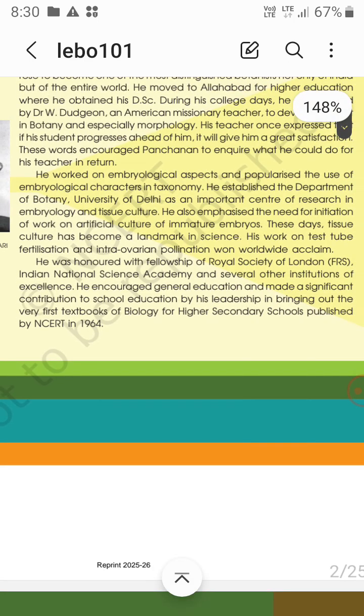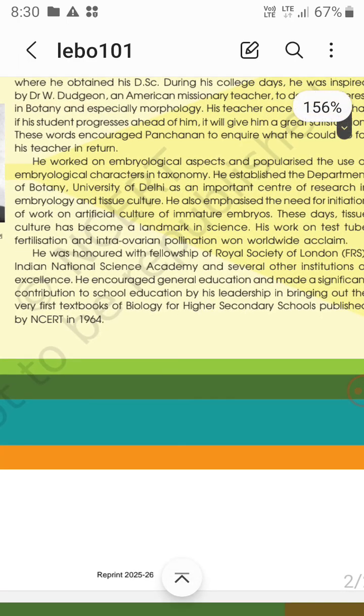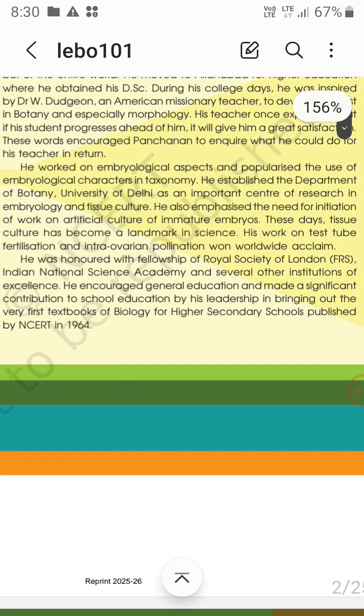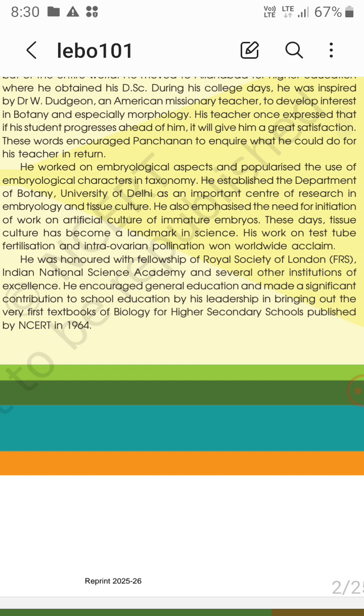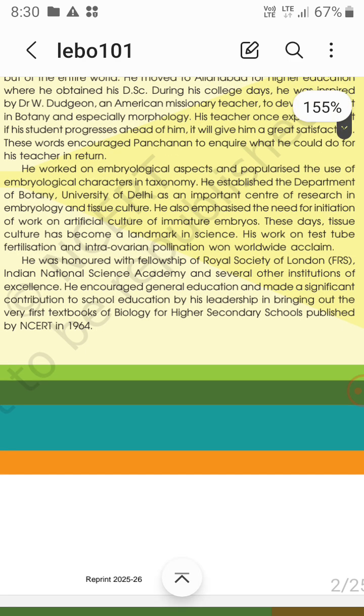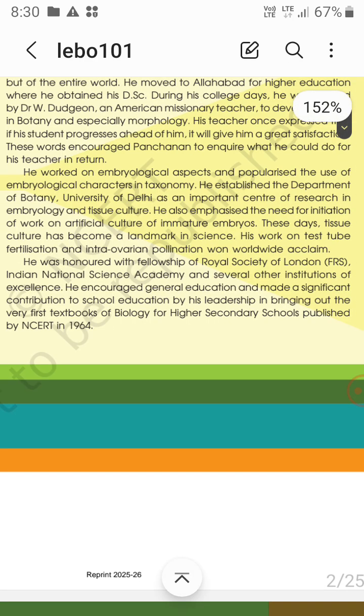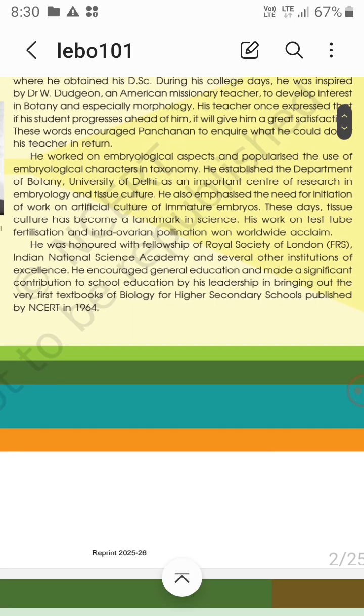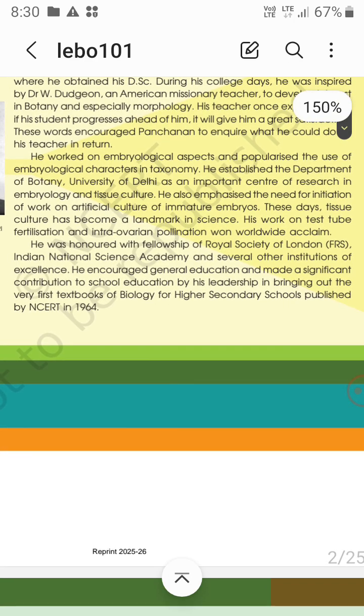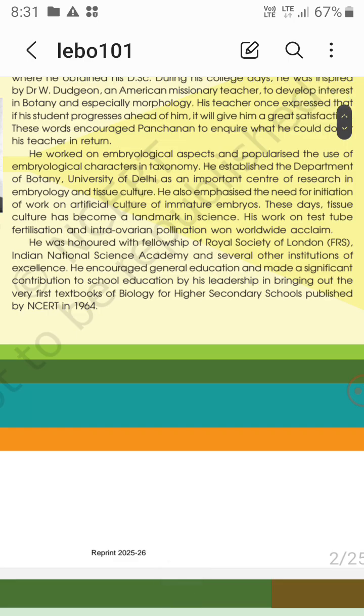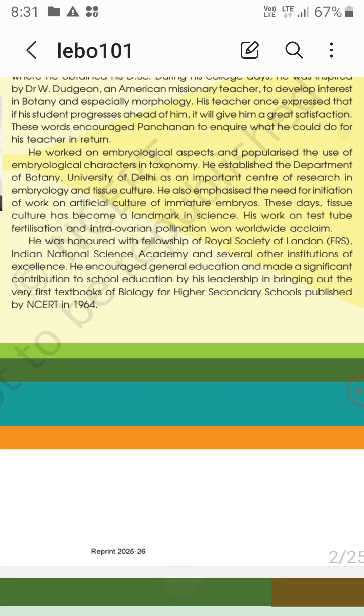His work on test tube fertilization and intra-ovarian pollination won worldwide acclaim. Test tube fertilization, that is IVF and all that, and intra-ovarian pollination, which means pollination inside the ovary. He was honored with Fellowship of the Royal Society of London (FRS), Indian National Science Academy, and several other institutes of excellence.